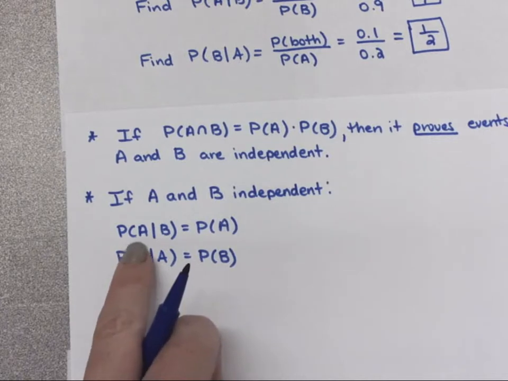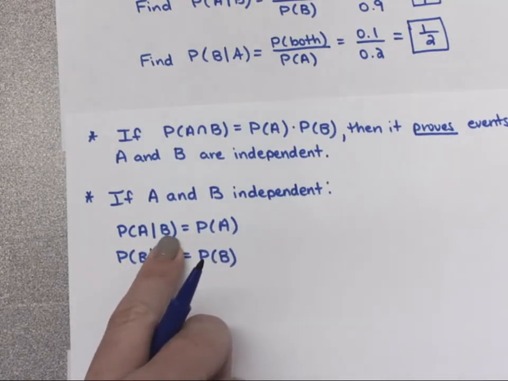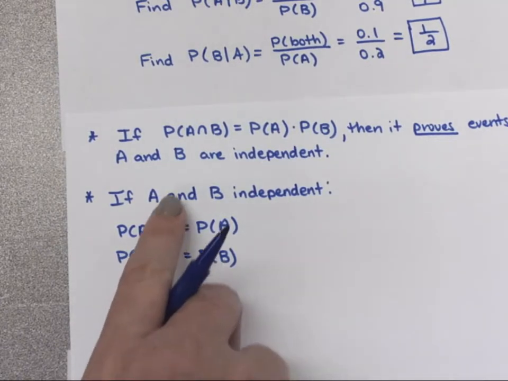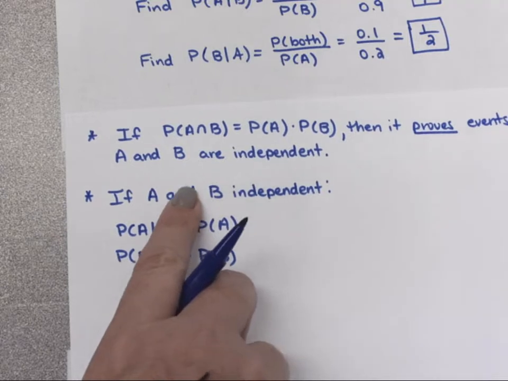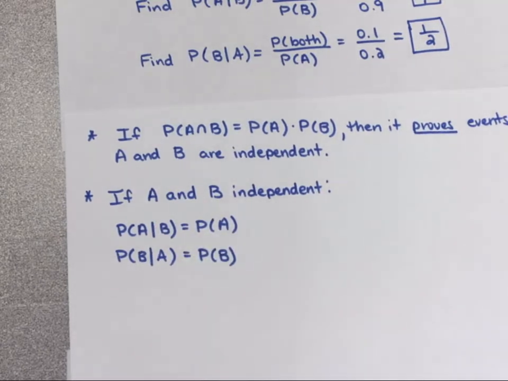In other words, why are we not really caring about B in this case? Because A and B are what to each other? Independent. In other words, it doesn't really matter that B occurred.